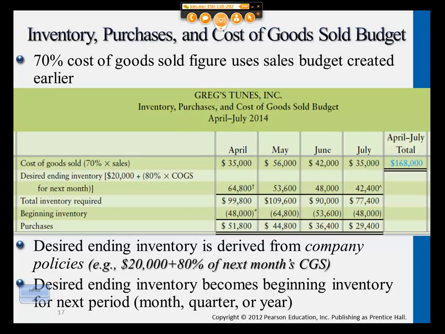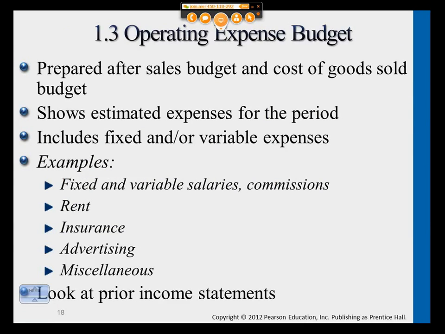So now we have the second budget done. Inventory purchases and cost of goods sold. So let's look at the operating expenses. Once we have those two, we can get the operating expense budget ready. So the operating expenses budget is your estimation of the expenses for the operation of the business, right? For that period that we need to estimate, that's our estimation of the expenses.